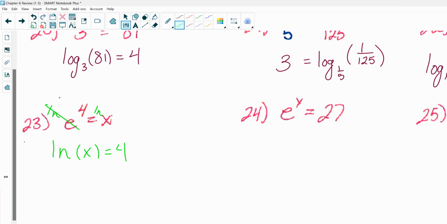Questions on this here? e to the y equals 27. This would be what? ln of 27, the natural log of 27 is equal to y. And the last one, e to the x equals y. Almost. ln of y equals x. Yep. That's it. So 16 of the questions on this test are just switching from exponential to logarithmic or logarithmic to exponential. Questions on these here?